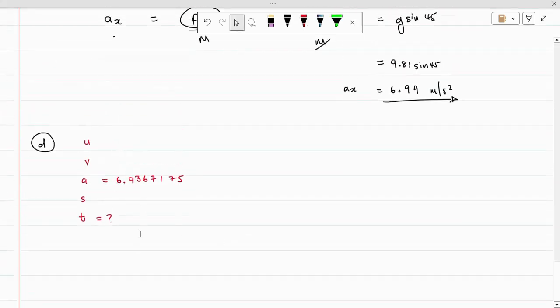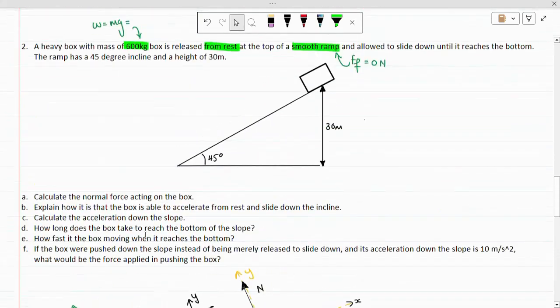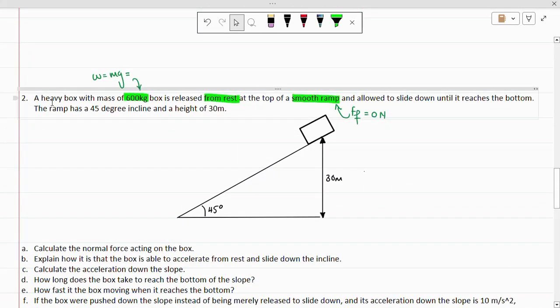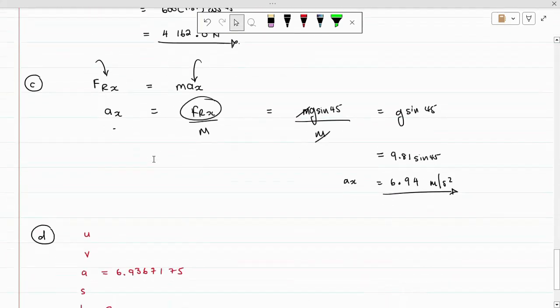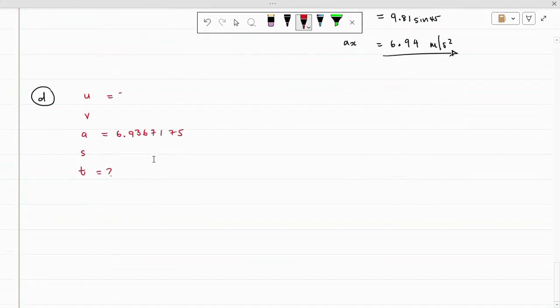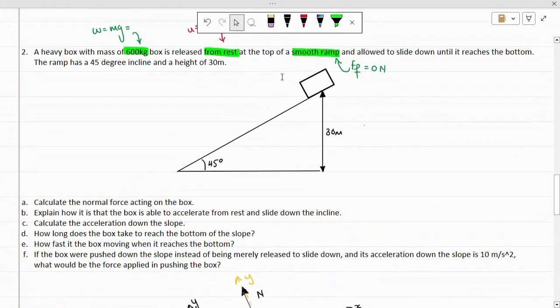But which other variables were we given? Just coming back to the question, we know that this comes from rest, which means u is equal to 0. All right, so our initial velocity is 0 meters per second. This is meters per second squared. Right, and then what other thing were we given here? We're also given the dimensions of the slope. But in this case, you're only given the height, right? We have to know how far this goes down the slope.